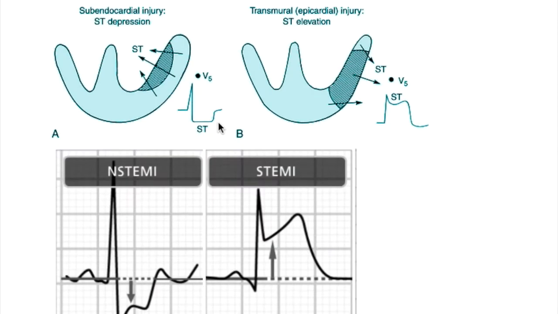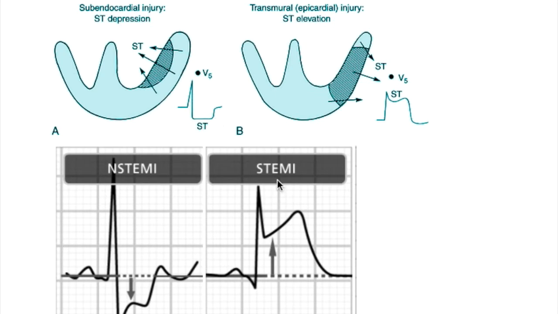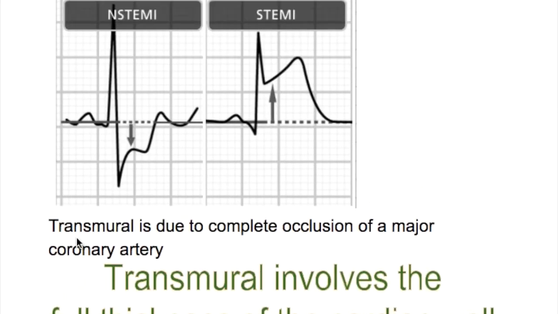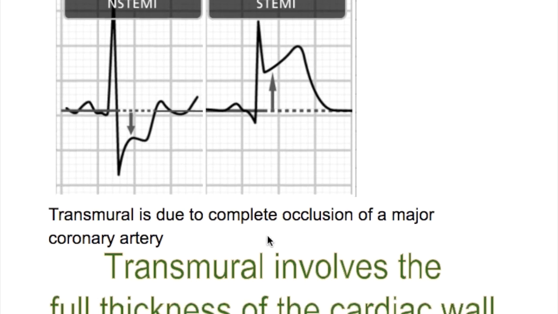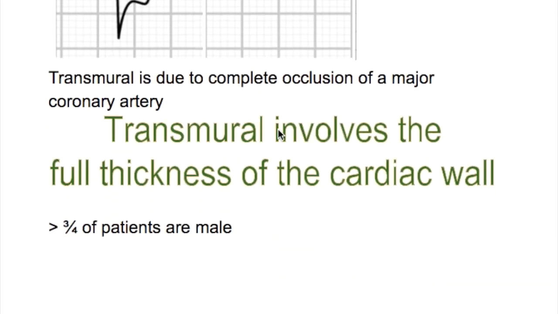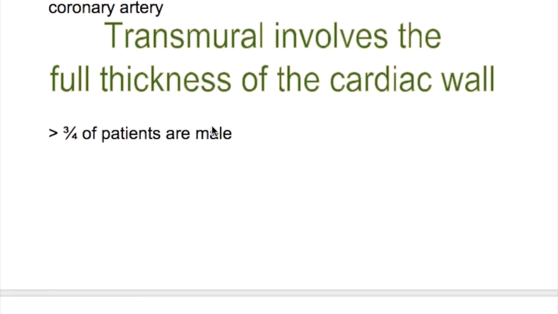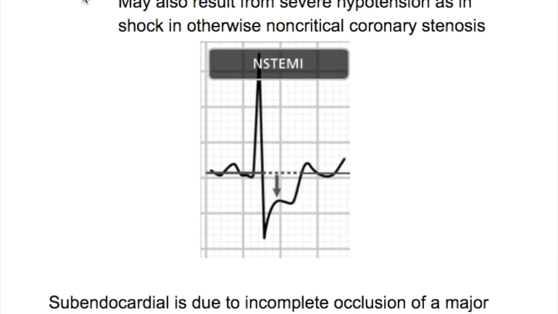So there are two types of myocardial infarction: ST elevated and non-ST elevated, STEMI and non-STEMI, ST elevation and ST depression. One with ST elevation is transmural, and that's due to the complete occlusion of a major coronary artery. Transmural infarction involves the full thickness of the cardiac wall. The other involves a subendocardial infarction. There is ST depression in subendocardial infarction, and it involves the partial thickness of the cardiac wall, half or 1/3 of the thickness of the wall.